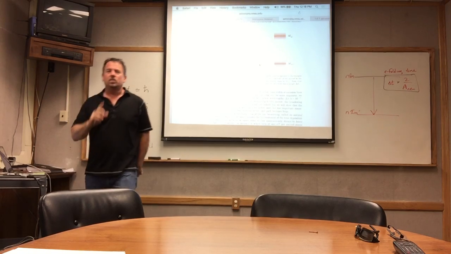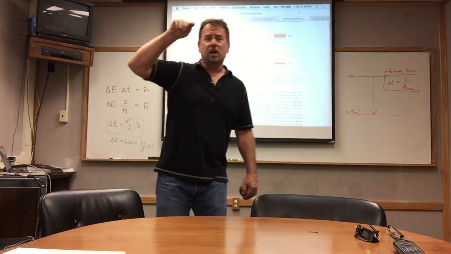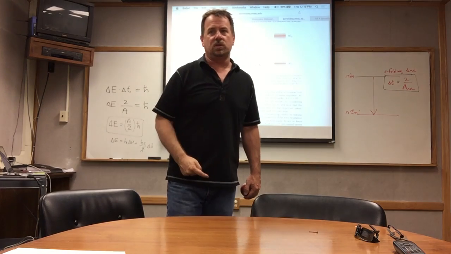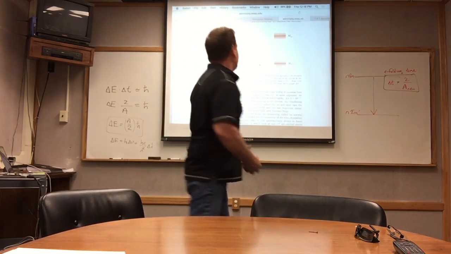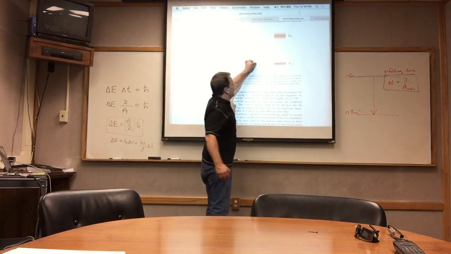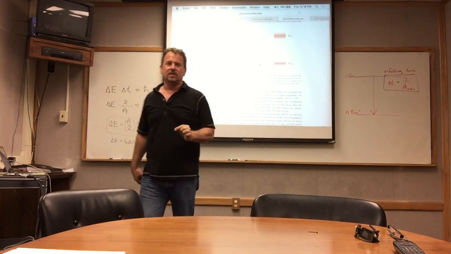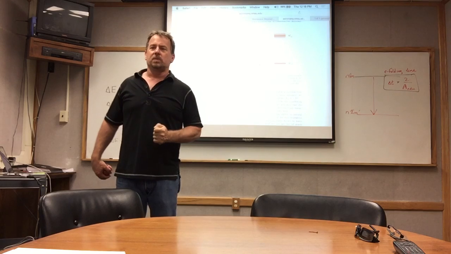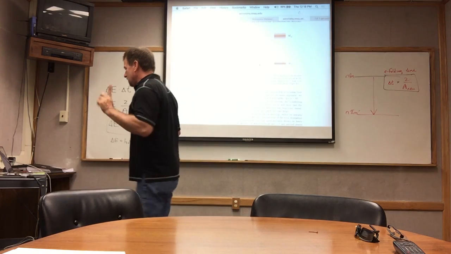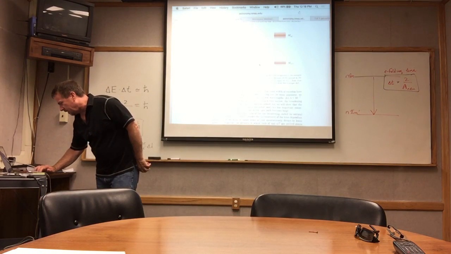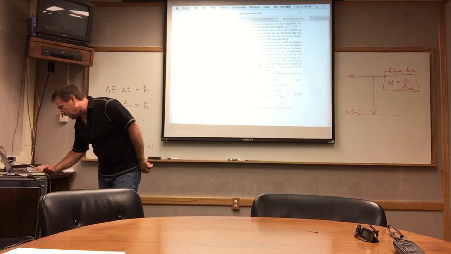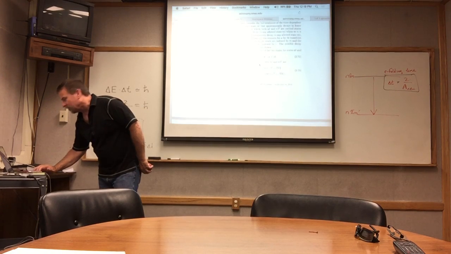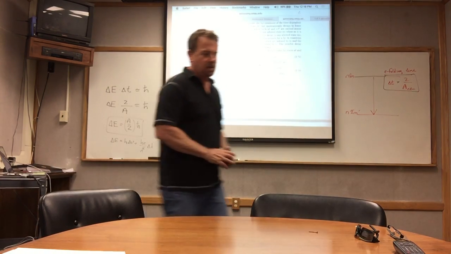Now, I want you to memorize that. 10 to the minus 4, 1 part in 10,000ths, is the natural width of one of these energy levels. I think every professional spectroscopist should know that. 10 to the minus 4. All right, so here is where the mathematics comes in.